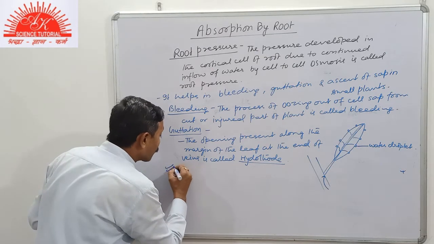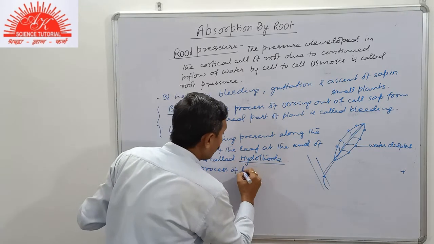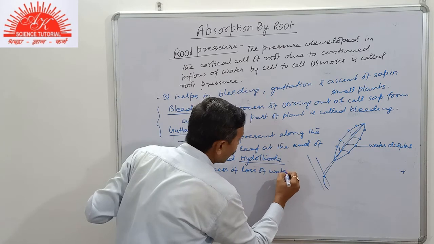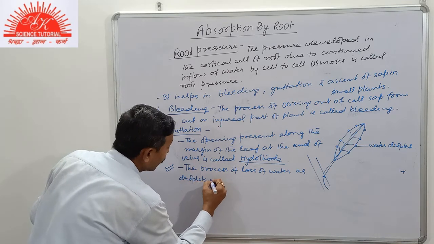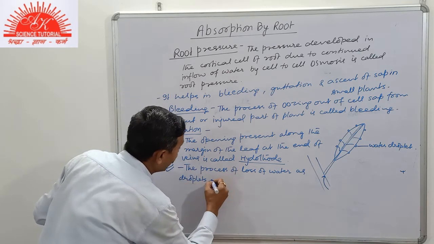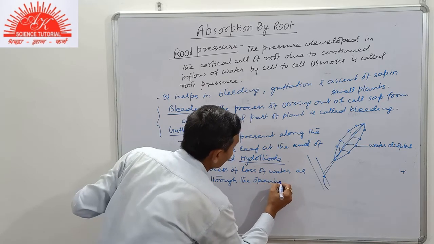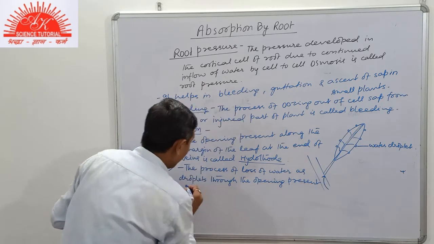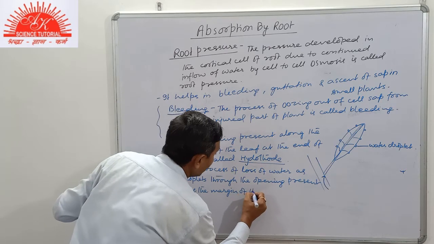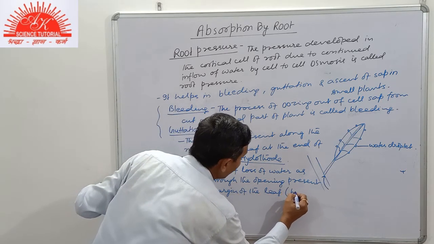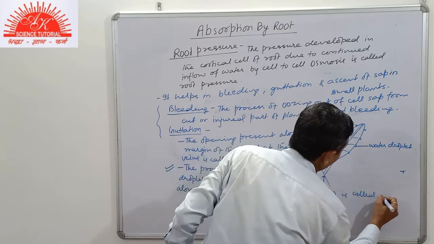Then what is guttation? The process of loss of water as droplets through the openings present along the margin of the leaf, that is hydathodes, is called guttation.